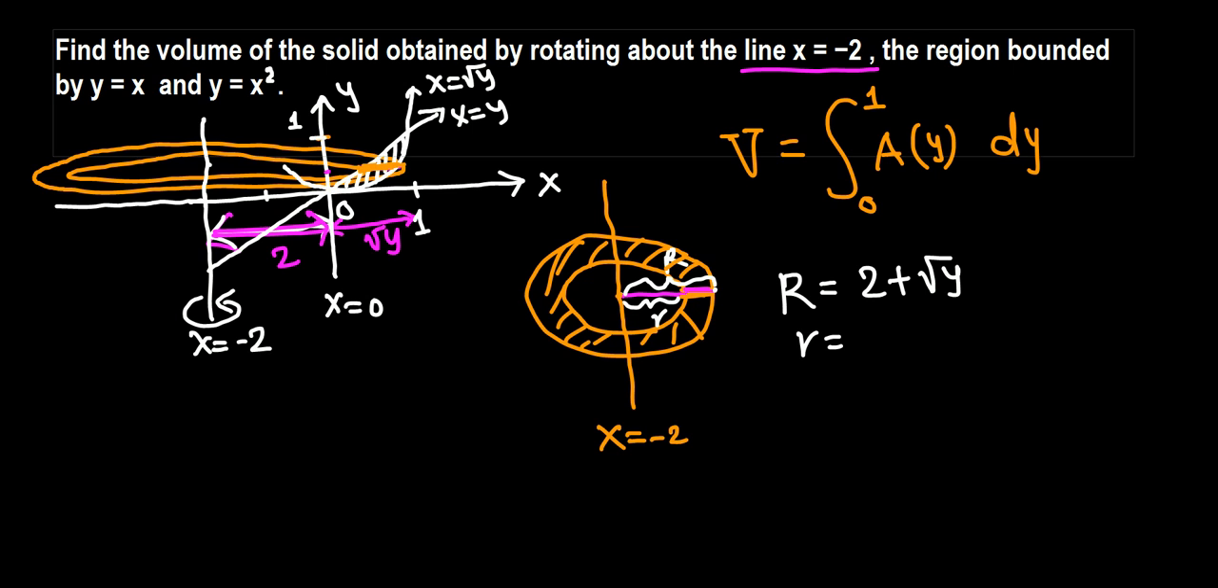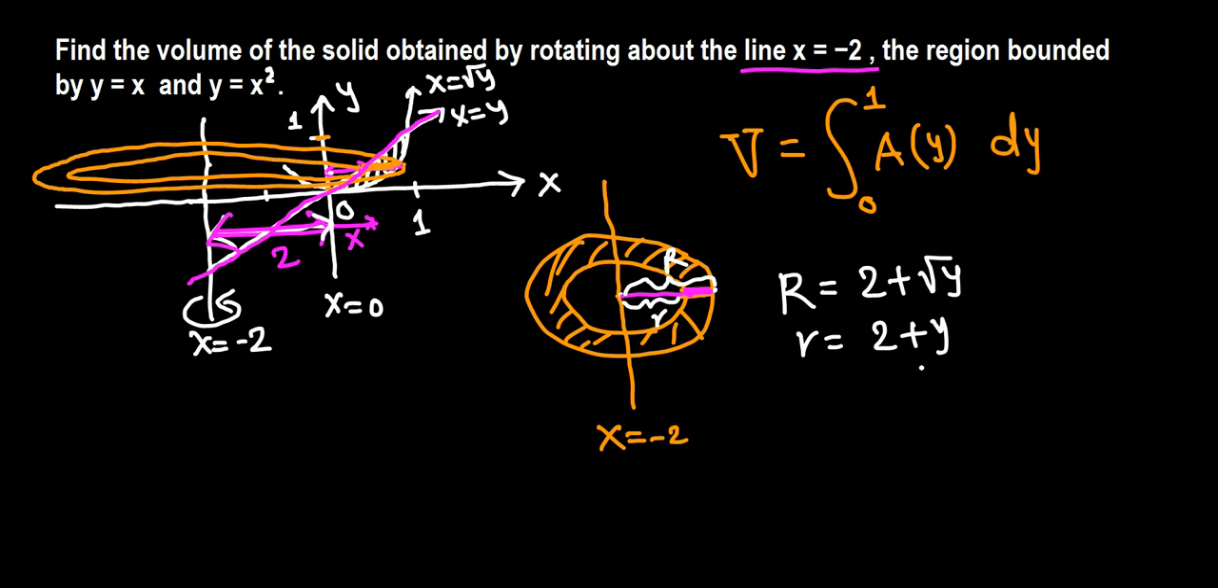Let's go for the inner radius. Again, from the axis of rotation to the y-axis, that's 2. Now we have to go from here to here. We need to find this distance. Here to inside. Inside means on this curve, the identity line. So this is x, which is given by y. So 2 plus y. That's 2 plus y.